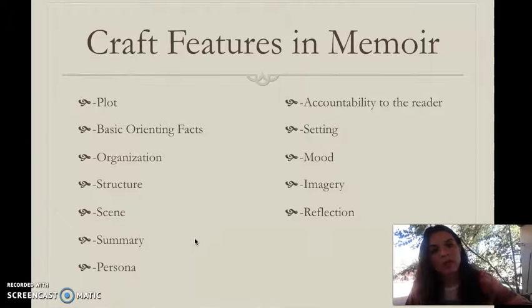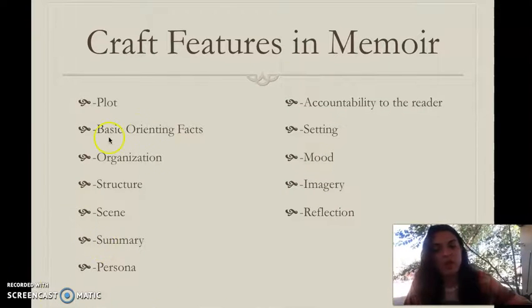Whenever you're writing memoir, you have different creative craft features. Craft features are like your writer's toolbox, and they help you to paint the story for the reader on the page. Some sample craft features that you can make use of in a memoir essay would be plot. You want to include basic orienting facts, organization, structure. Basic orienting facts means that you make sure that the reader knows when something happened, where, and give us a little bit of the context. We have all these other features that I can't go into because I don't have enough time, but if you were to take a creative writing class, you could learn more about imagery, and we would talk about images in poems and in creative nonfiction.